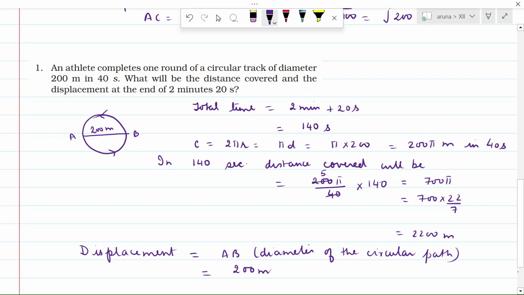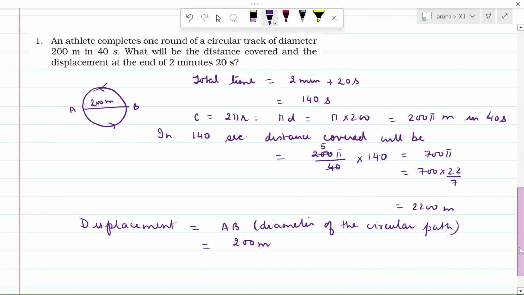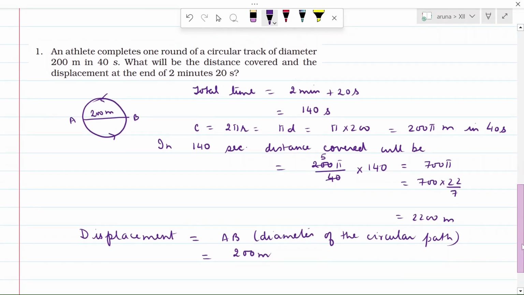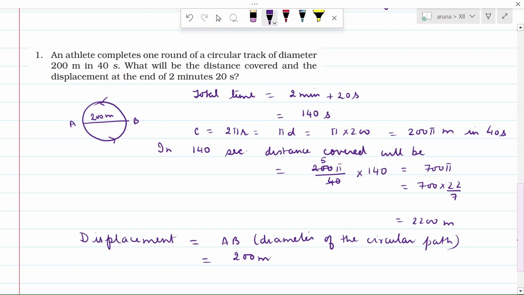With these two questions, there's a lot of clarity on how to apply the concept of distance and displacement. Most of the time, you'll be getting similar questions. The time could be different, the diameter or the side length could be different, but the method remains the same.